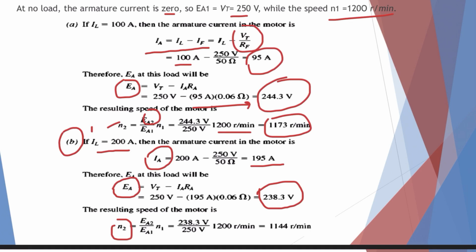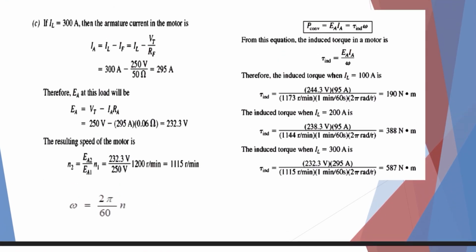It will be, guys, 1144 revolutions per minute, as you can see. If the load current increases, the speed will go down, decrease. Also, you have to do the same things for part C here. The load will now be changed to 300 amperes.